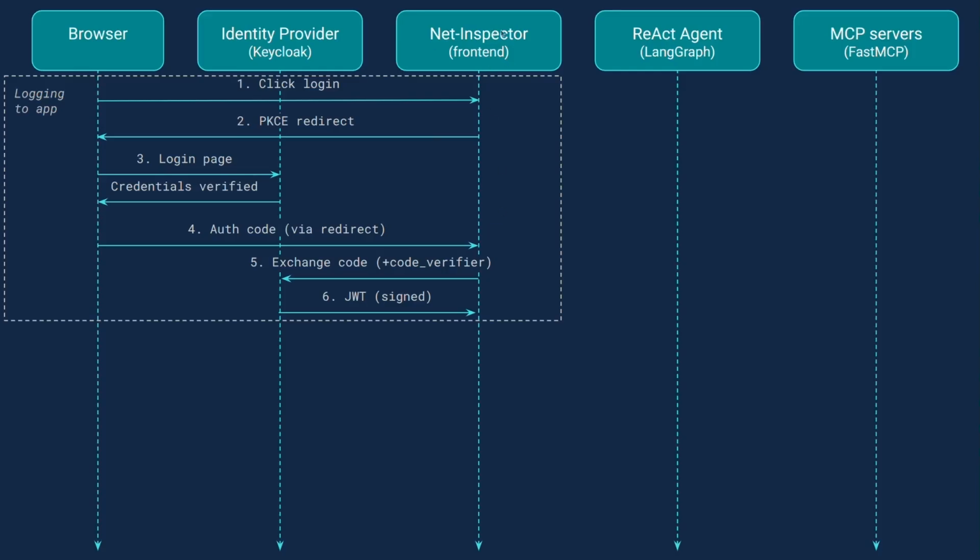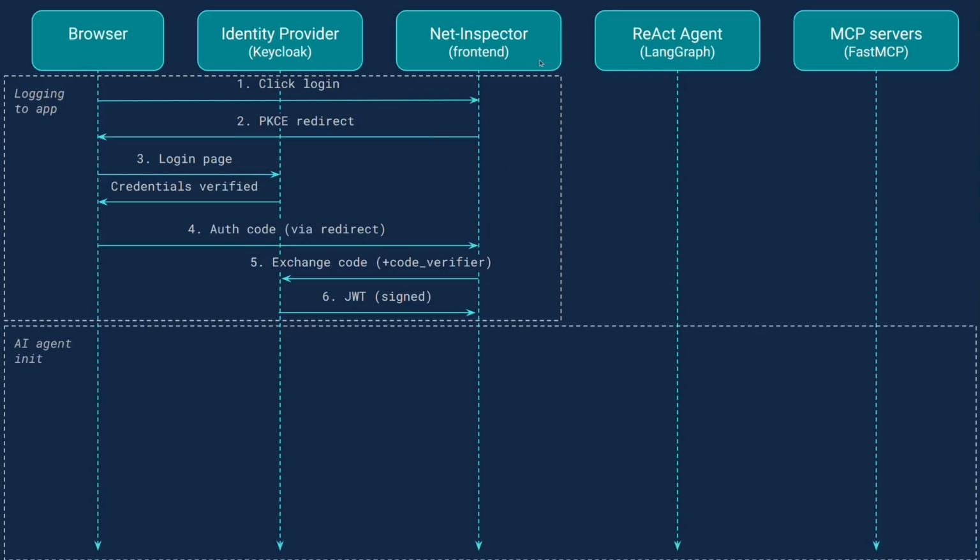After that, the Net Inspector, our application, should initialize the agent. To create the agent, of course, we need to provide this user token. The agent must first list and register the tools exposed by various MCP servers. So in this way, it is calling the MCP server and trying to receive the list of tools.